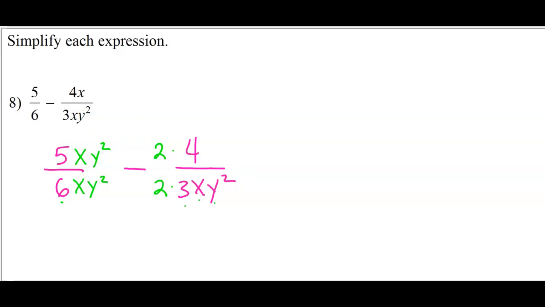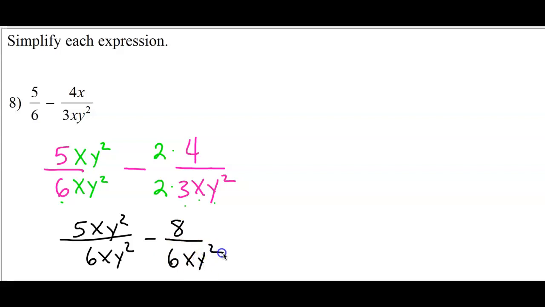Okay? So let's go ahead and see what we have left now as a result. We have 5xy squared over 6xy squared minus 8. 2 times 4 is 8. And then 2 times 3 is 6xy squared. Now I've got a common denominator, and now the rest of the problem is a lot like what we did with the first one that I did a second ago, where basically we're just going to put the numerators together under a common denominator.